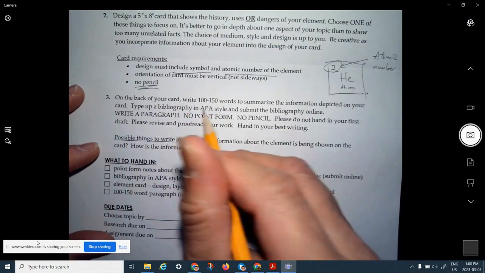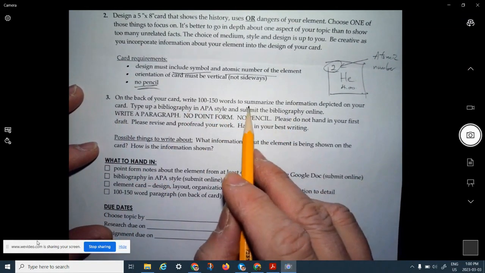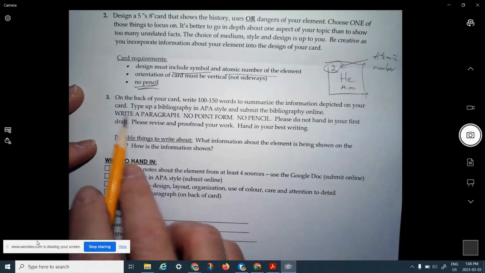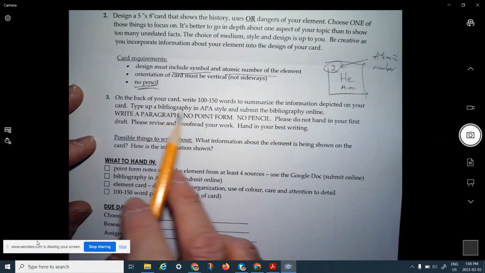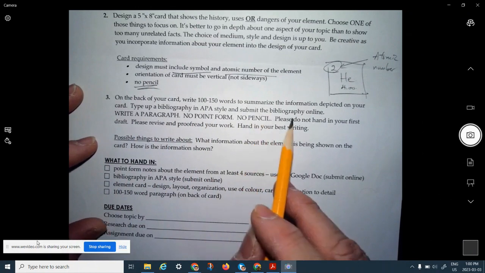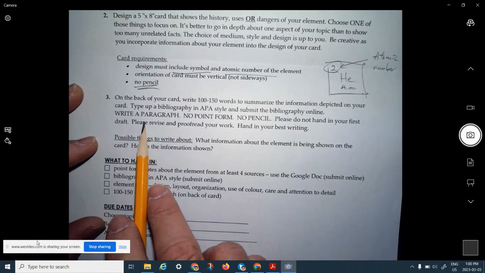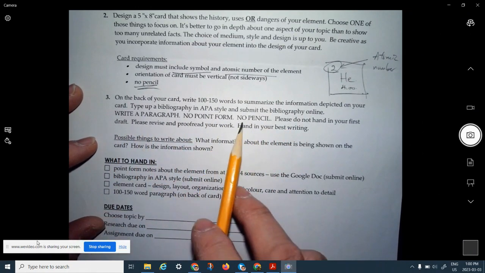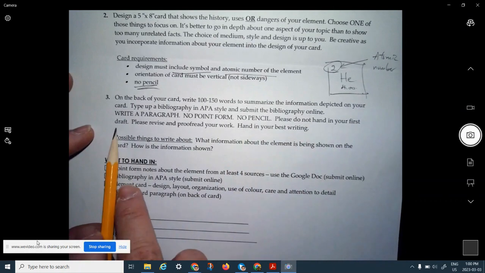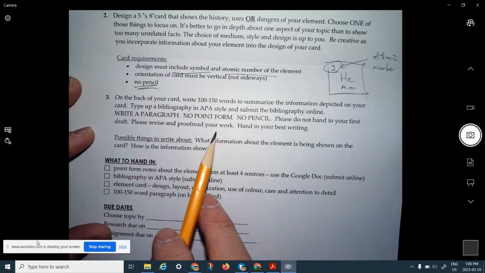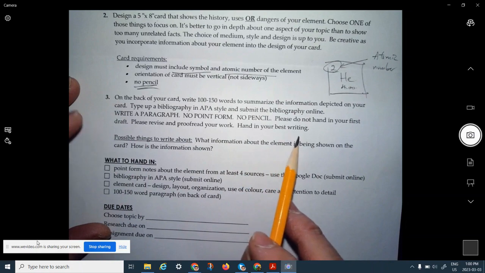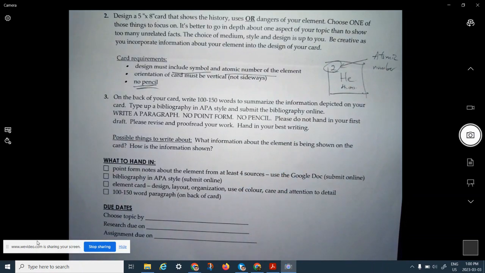On the back of the card, write 100 to 150 words to summarize the information depicted on your card. Type up a bibliography in APA style and submit the bibliography online. Write a paragraph, no point form, no pencil. Please do not hand in your first draft. Please revise and proofread your work. Hand in your best writing. Okay? Hand in your best writing.